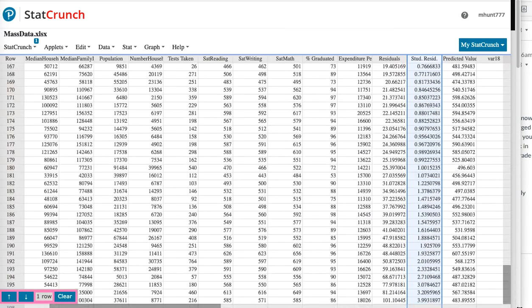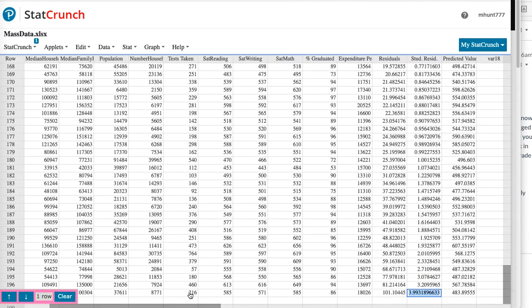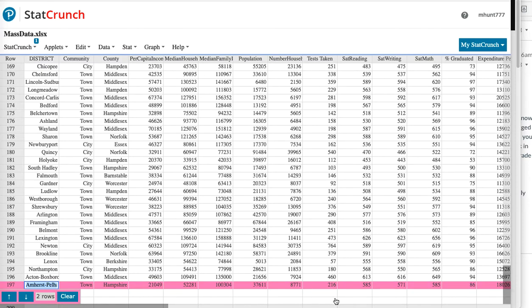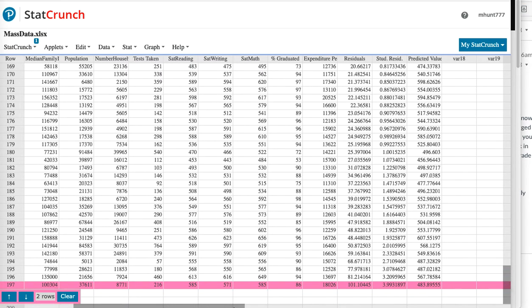If we come down here and look at the high end, here's the one at the high end. It's this city or town, which is 196. Let's cursor over and find out what city or town that is. Okay, this one is Amherst Pelham, and Amherst Pelham has a studentized residual of 3.9. It is the city or town that is most above the fitted line.